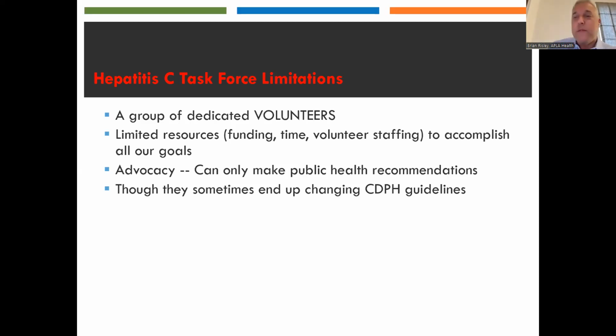Our advocacy is, we can only make public health recommendations, which we've done many, many times. And sometimes they do end up changing guidelines. For instance, California State Medi-Cal had some barriers to Hep C treatment. We were able to get a couple experienced doctors who treated Hep C and HIV to help sort of petition California Department of Public Health to change the guidelines and make Medi-Cal more inclusive of treating Hep C. Those barriers have now been eliminated. So one success story of many, but basically it's been a lot of work. Next slide.